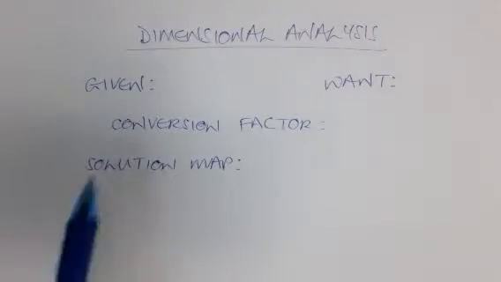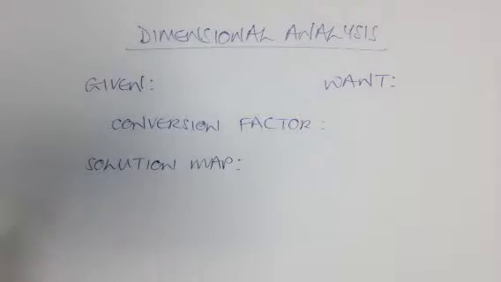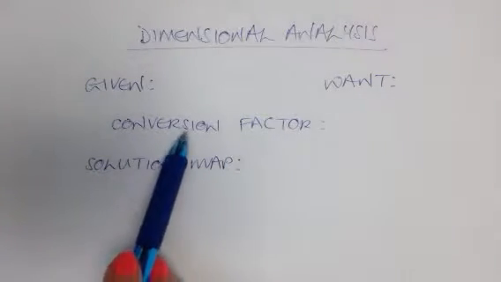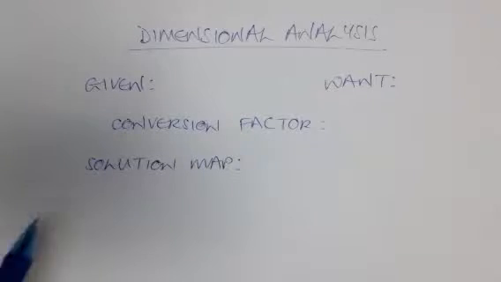So the first thing I do is I write down what I've been given, then I write down what I want, I collect any conversion factors I might have, I draw a solution map, and then I solve the problem. I do not try and solve the problem until I've done all of these things first.